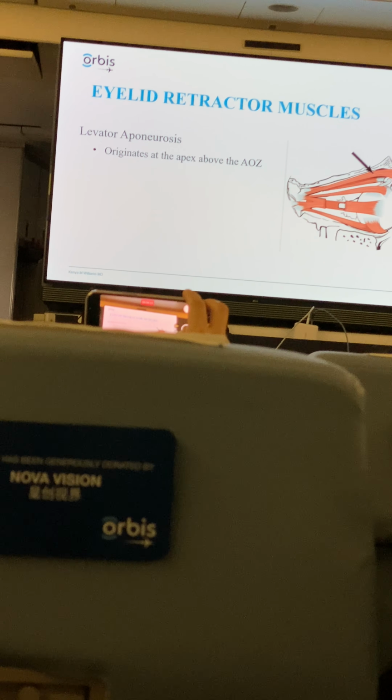The orbital septum, we talked about this a little earlier. This is thin, multi-layer fibrous tissue. It's avascular. There's no blood supply here. It divides the eyelid from the orbit and provides structure to the eyelid.